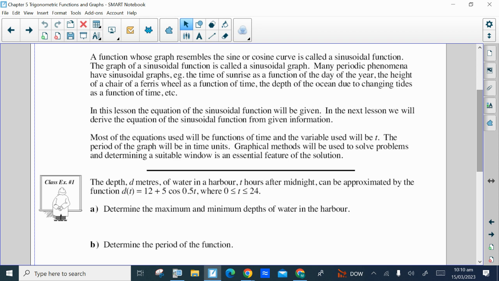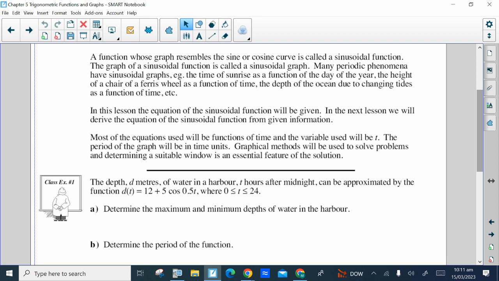The height of a chair of a Ferris wheel as a function of time would also follow a sinusoidal function. Right? As the wheel goes around at a constant rate, the height of the chair off the ground will rise and fall. It will follow a sinusoidal pattern. And the depth of the ocean due to changing tides, which we've seen.